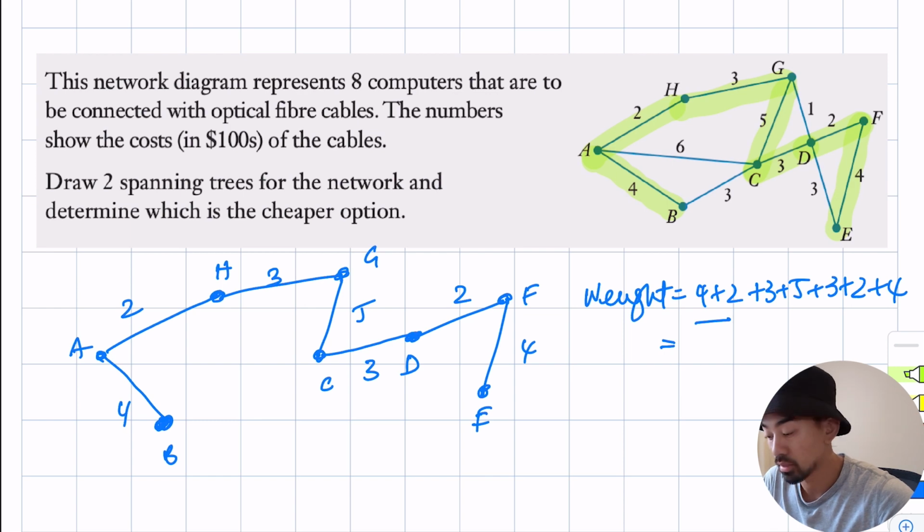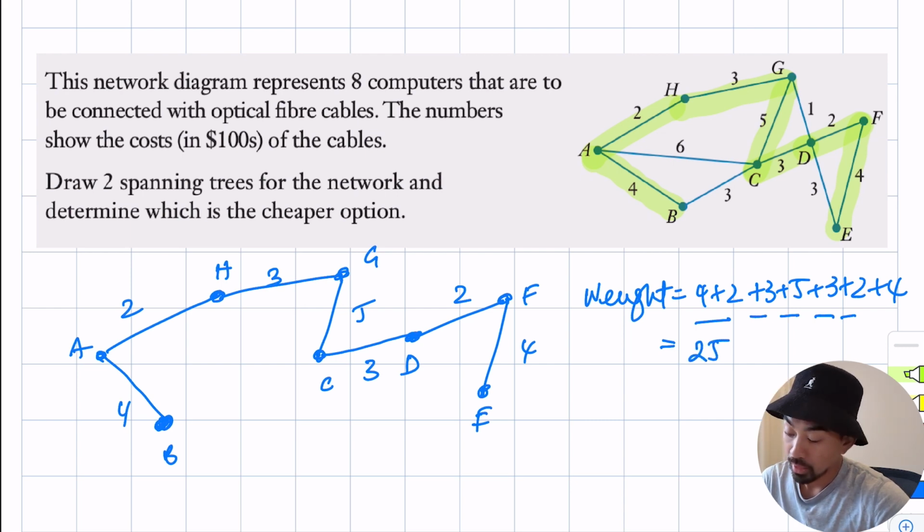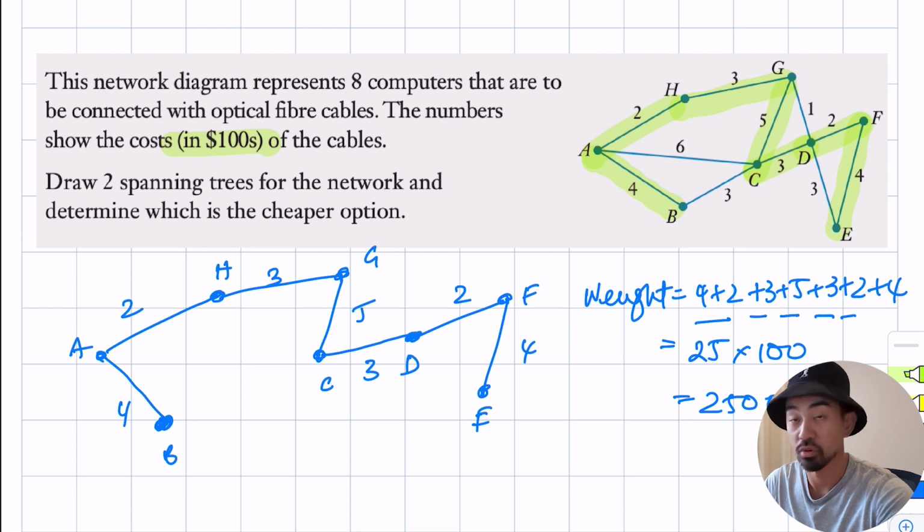4 plus 2 is 6. 6 plus 3 is 9. 9 plus 5 is 14. 14 plus 3 is 17. 17 plus 2, 19. 19 plus 4 is 25. But because we're in hundreds of dollars, this will be times 100. That's $2,500.